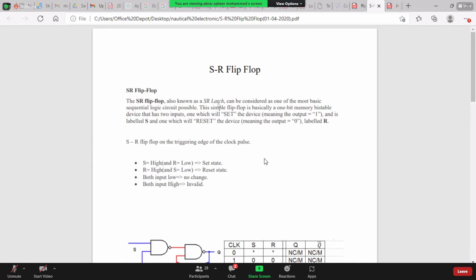When S is high and R is low, it is known as the set state. When R is high and S is low, it is known as the reset state. When both the inputs are low, it is known as no change. And when both the inputs are high, it is known as the invalid state. These are different conditions for the SR flip-flop on the triggering edge of the clock pulse.